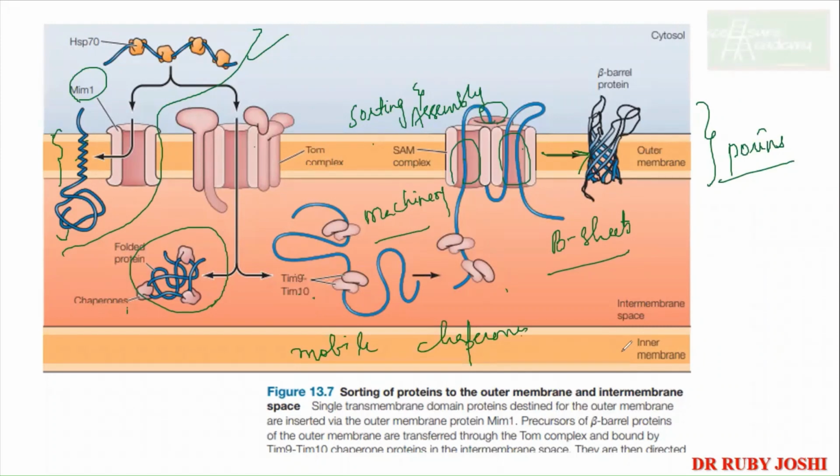Why does this membrane have MIM? That is inner membrane, right? So mitochondrial inner membrane. No, this is outer membrane. Here we are targeting the outer membrane. There's this MIM1 near HSP70. So why is it named as MIM1? Okay, why is it named?